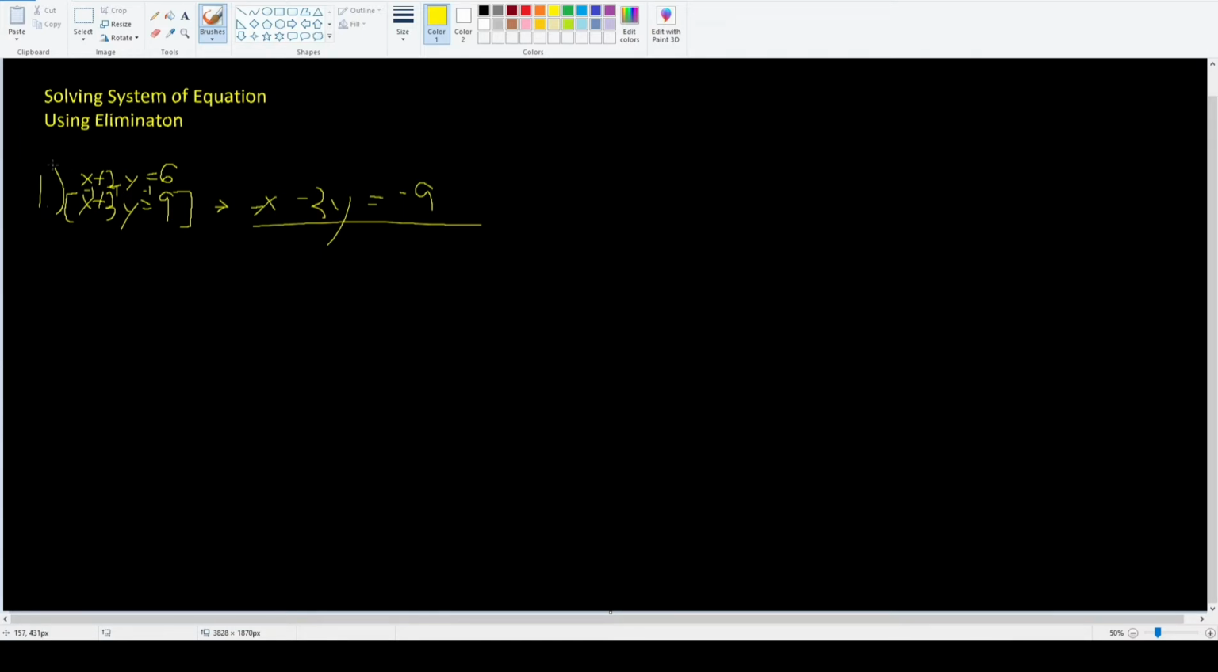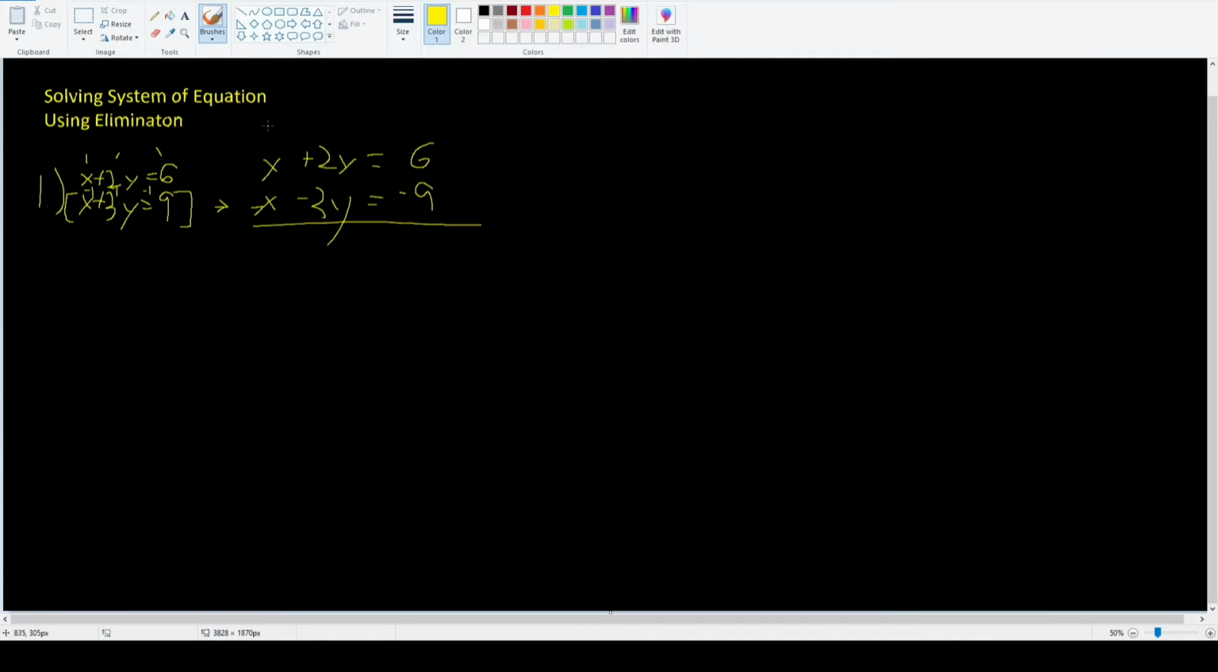Okay. And what are we going to do here? x plus 2y equals 6. Nothing changed because you just multiply them by 1. See? 1, 1, 1. x times 1 equals x. 1 times 2y equals 2y. And 6 times 1 equals 6. Nothing changed.